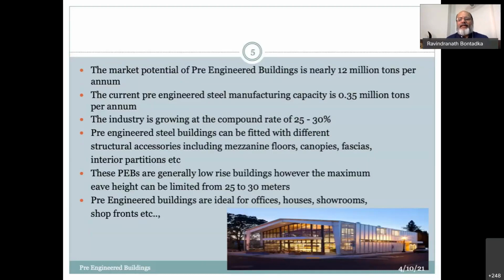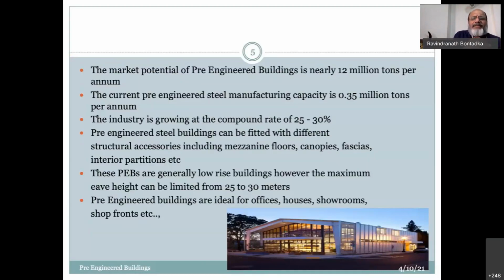So you can see the beautiful pre-engineered building being done there. You can see the photograph. The market potential for pre-engineered buildings is about 12 million tons per annum, whereas the current production capacity is about 0.35 million tons. The industry is growing at a compound rate of 25 to 30%, and can be fitted with different structural accessories, including mezzanine floors, canopies, fascias, interior partitions, etc.